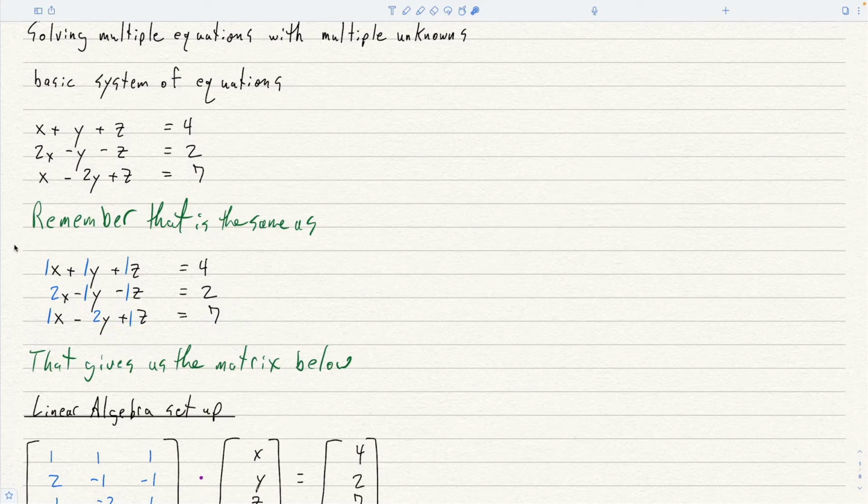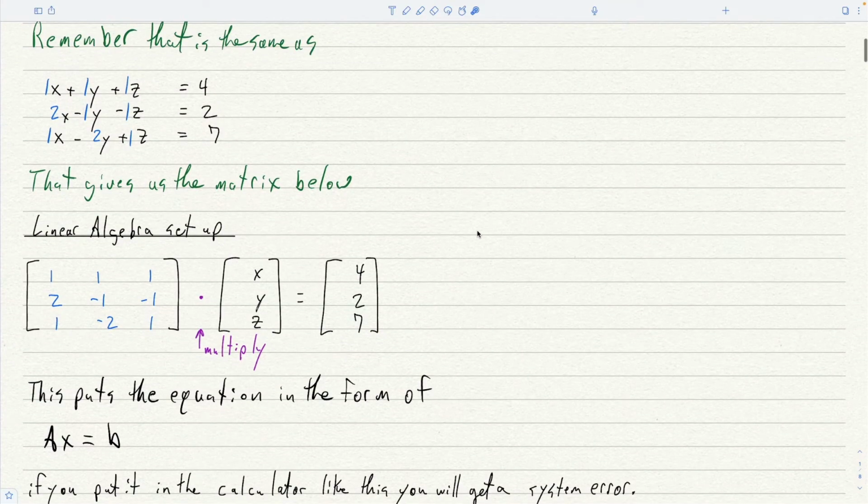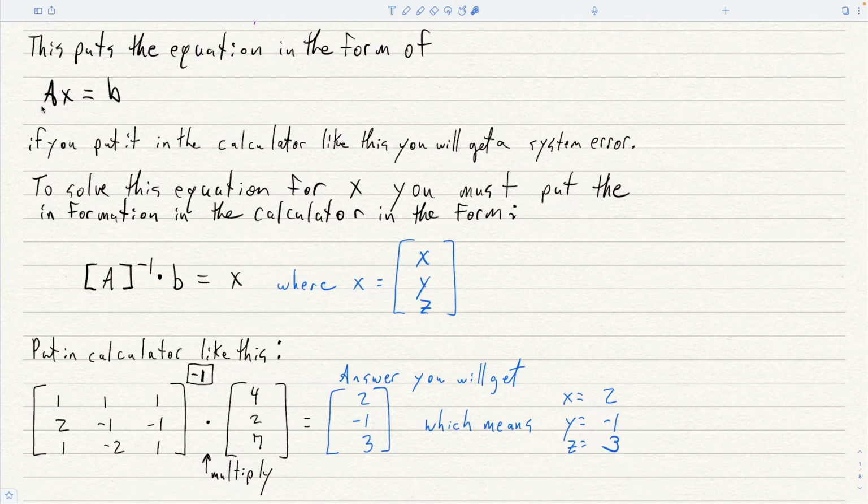That gives us the matrix below. You can see here's the linear algebra setup. You have a 3 by 3 matrix multiplied by a 3 by 1 matrix equals another 3 by 1 matrix. Comparing both, you see how they're both related and how they're both set up. This equation is now in the form of A times X equals B.